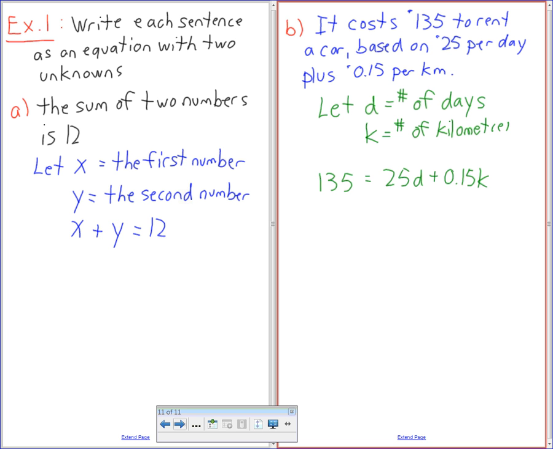So again, there's lots of ways that could work. If you rent the car for 1 day, that'll cost you $25, and you're allowed lots of kilometers on top of it. If you rent the car for 2 days, it's $50, and the rest of it's on kilometers, and so on and so forth.